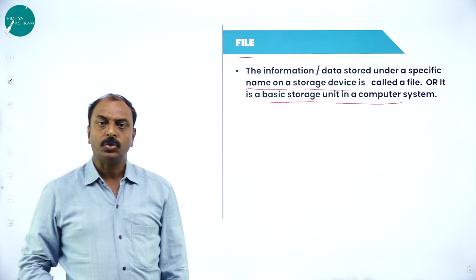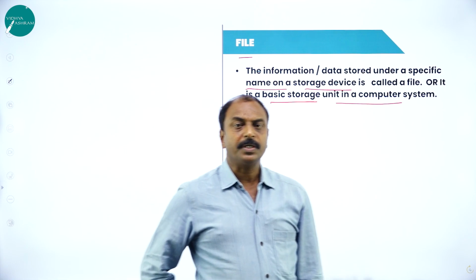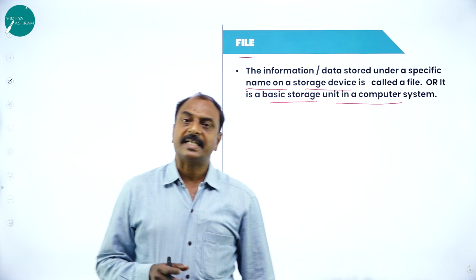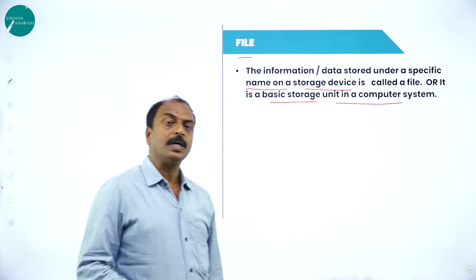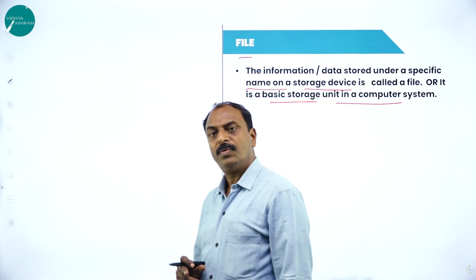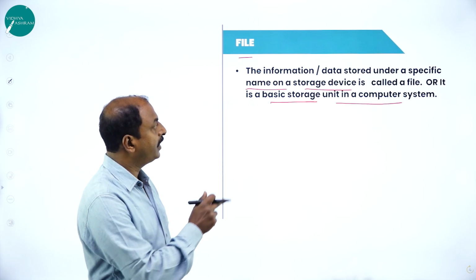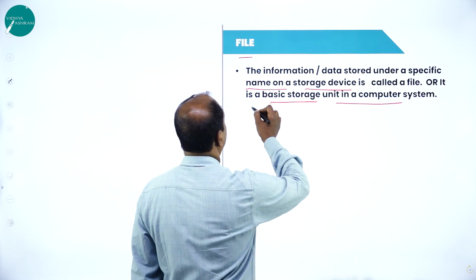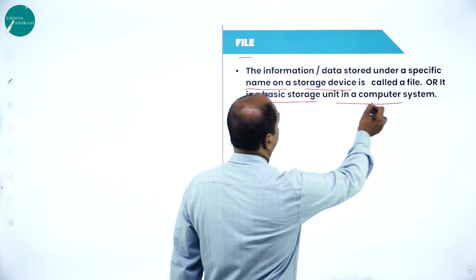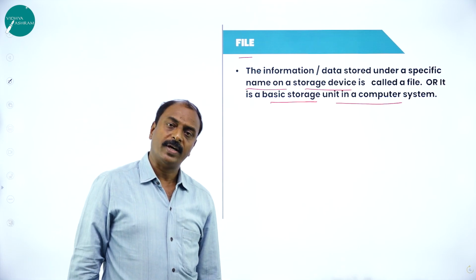Now, anything you store in computer, it is in the form of a file. For example, if you talk about MS Word file, it is a .doc file, or .xls is a MS Excel file, or .ppt, or .jpg, or .bmp. See, if anything you want to store in computer, it is in the form of file, and we are giving a name for it. That is nothing but a file, and it is a storage unit in a computer system. So this is the definition of file.